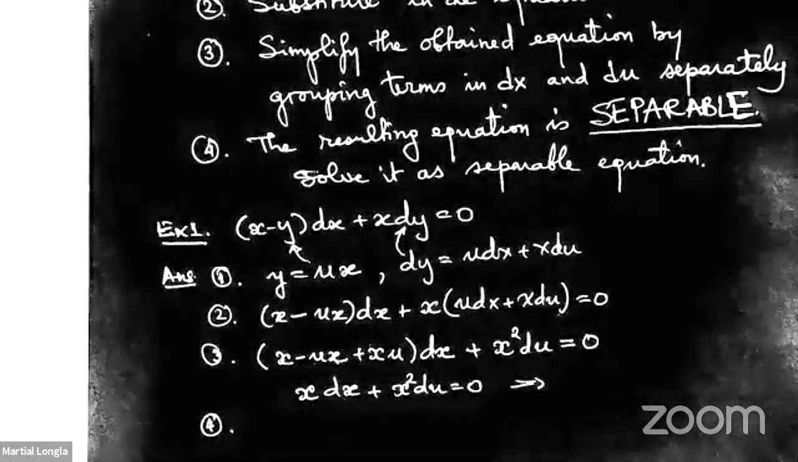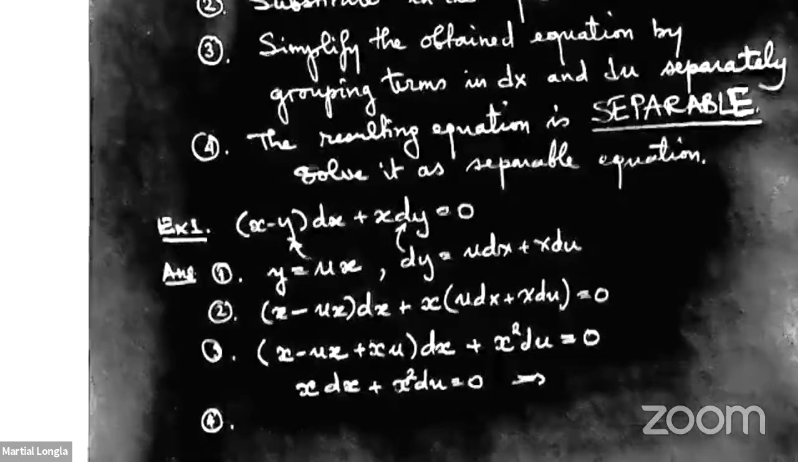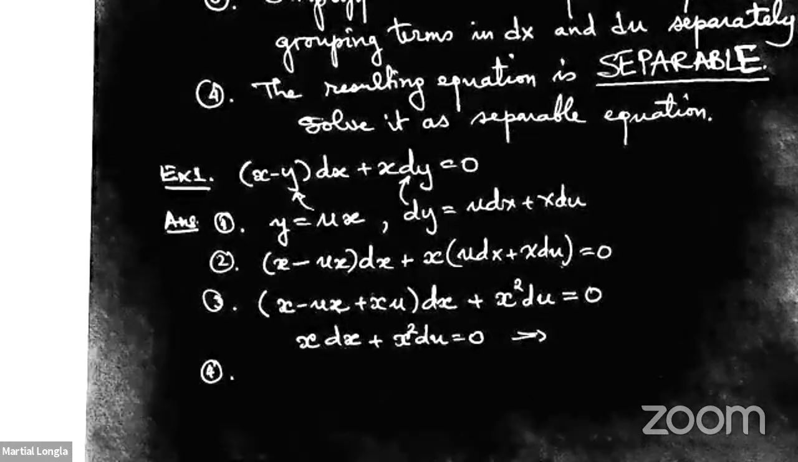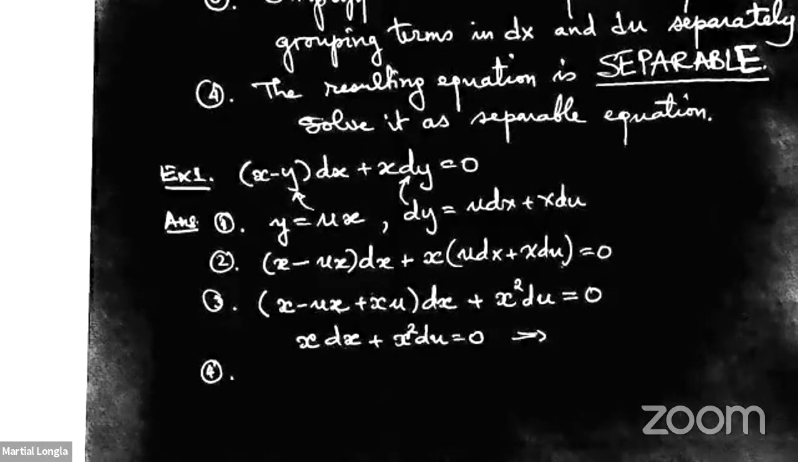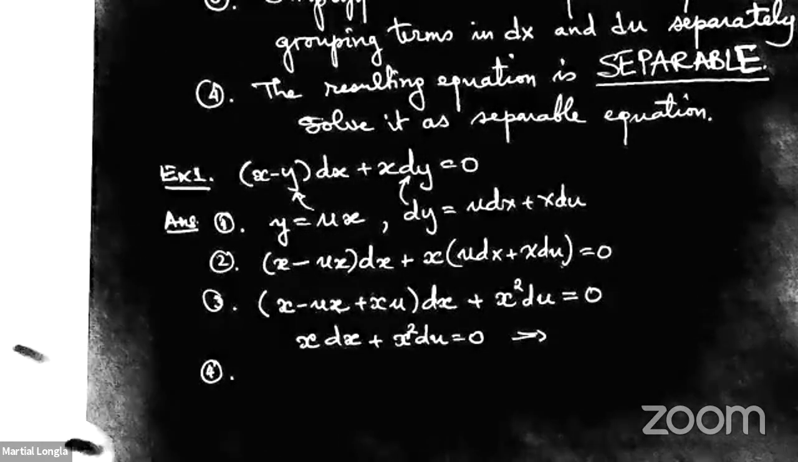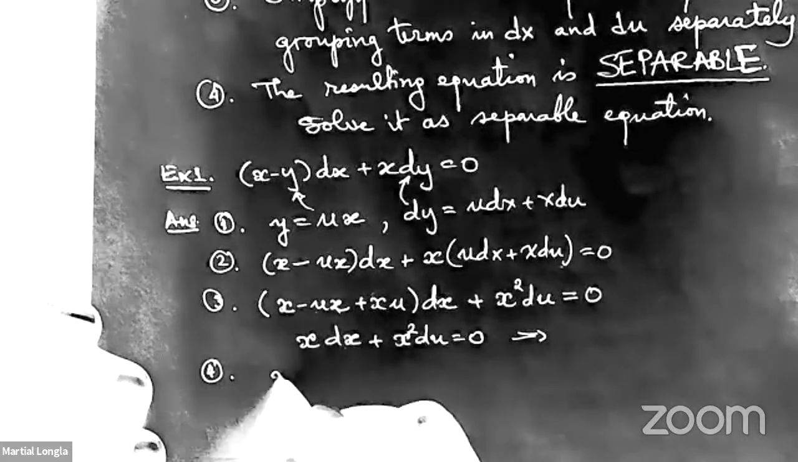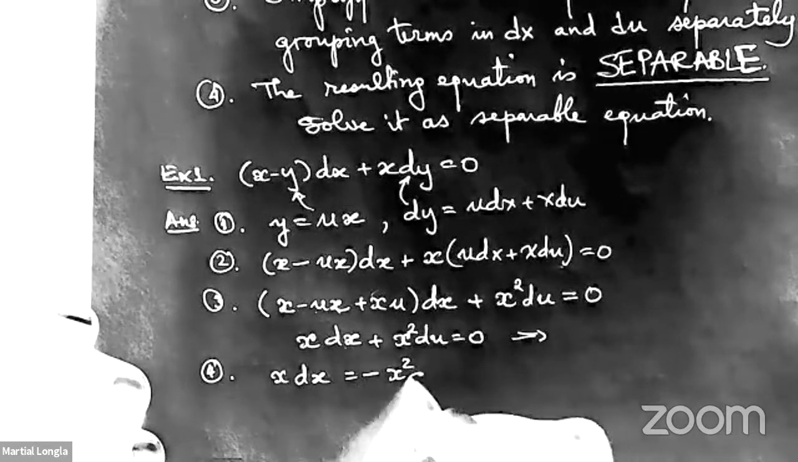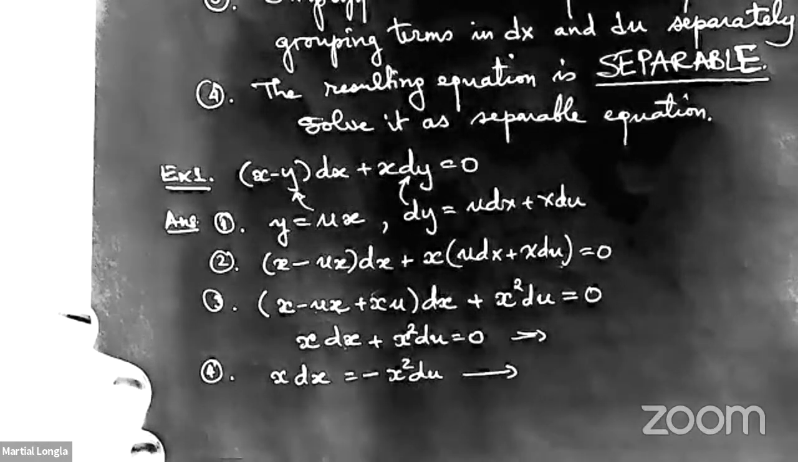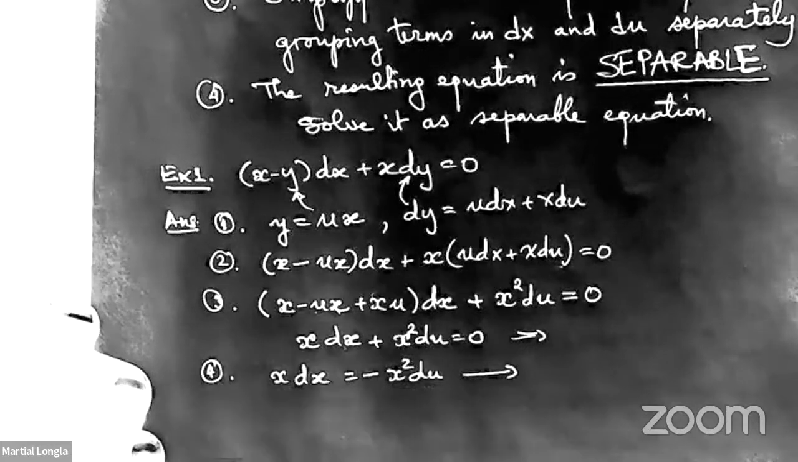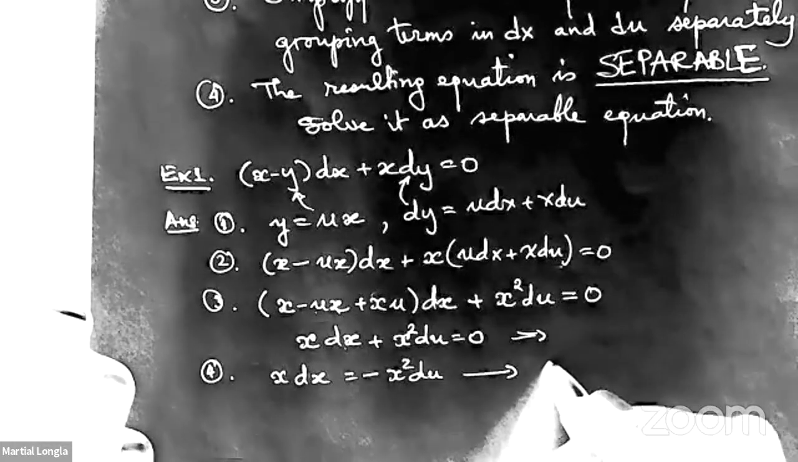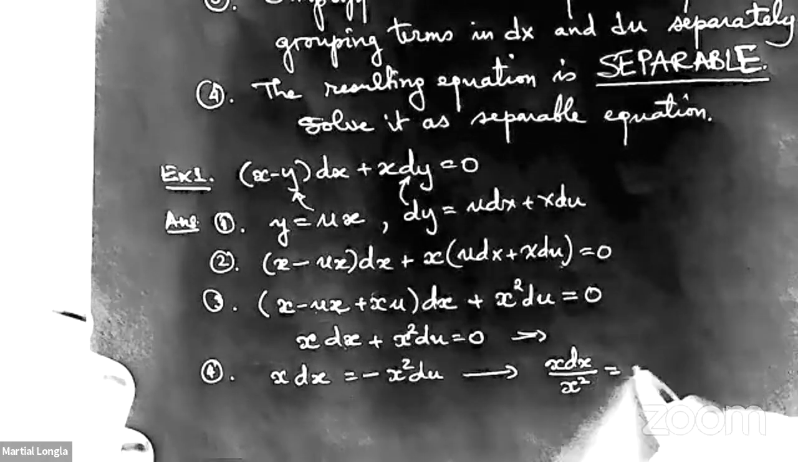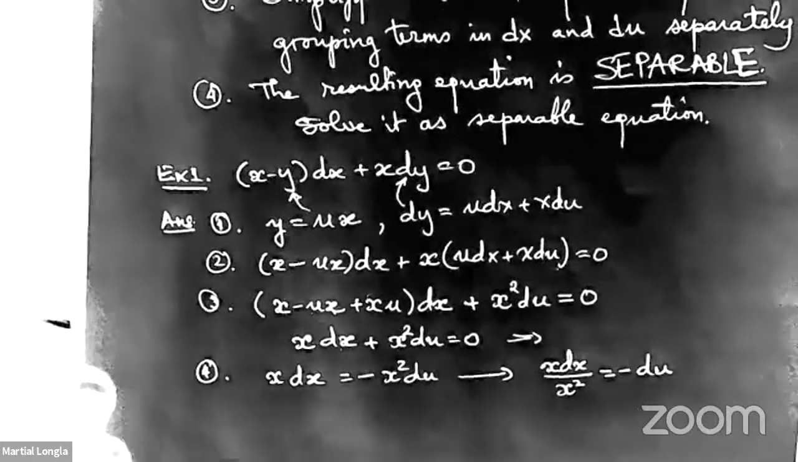How do we solve a separable equation? First thing, we separate the variables, right? Get all the terms with dx on one side, get all the terms with u on the other side. So we're going to do x dx equals negative x squared du, and then we separate the variables, send all the x's to this side and keep the u to the other side. So that's x dx over x squared equals negative du.